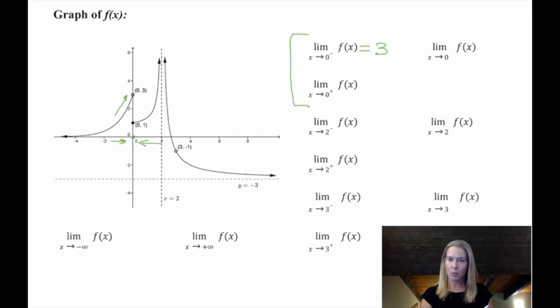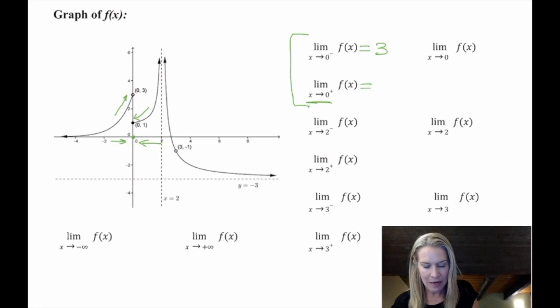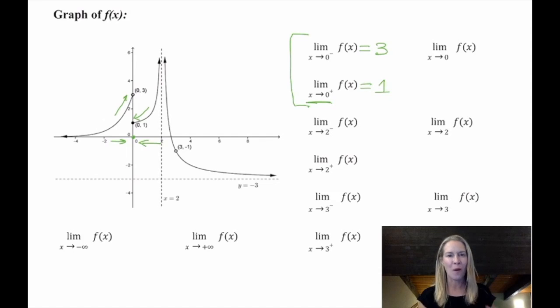Doesn't matter that there's not a point there. Again, it's the limit: where is it heading towards? From the right, and that's our limit with the plus sign, we see that the graph is going somewhere completely different. The graph is heading towards y equals 1 this time. So from the right, we do have a limit, and this time that limit is equal to 1.